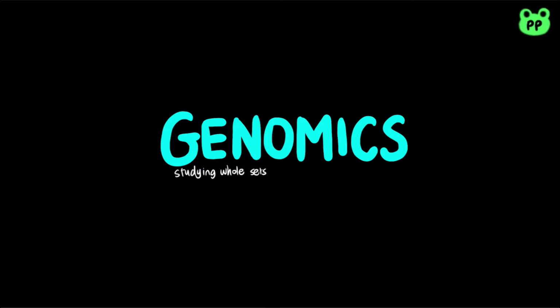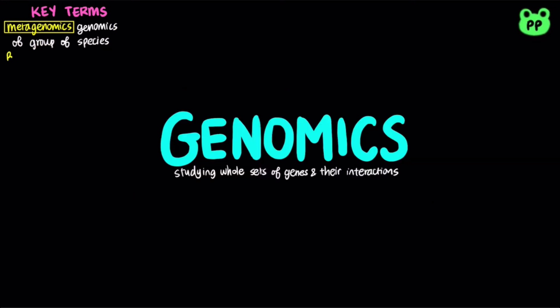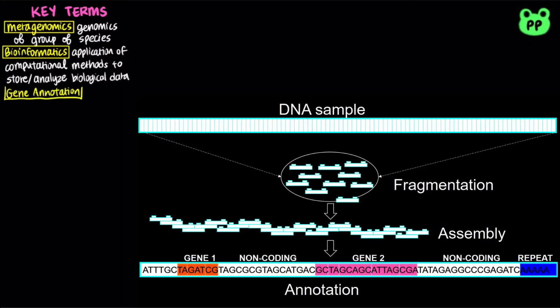Genomics is the study of whole sets of genes and their interactions. Key terms for genomics include metagenomics, in which DNA from a group of species is collected from an environmental sample and sequenced. Bioinformatics is the application of computational methods to the storage and analysis of biological data. Gene annotation refers to the identification of protein-coding genes in a sequence and their functions.